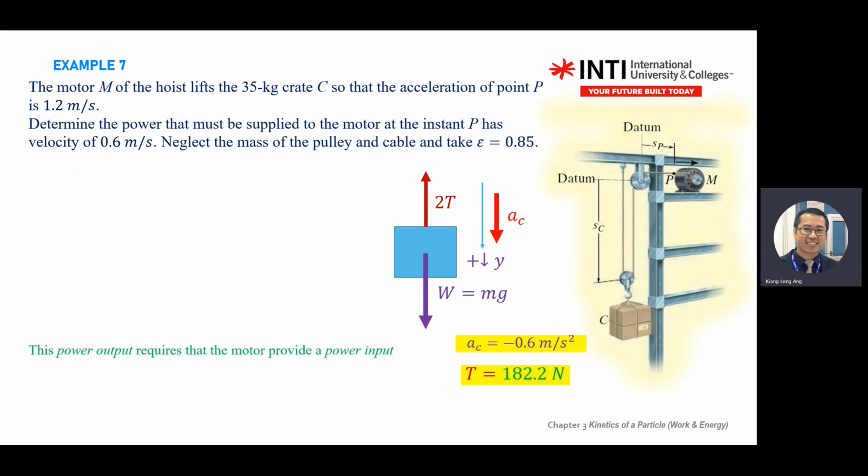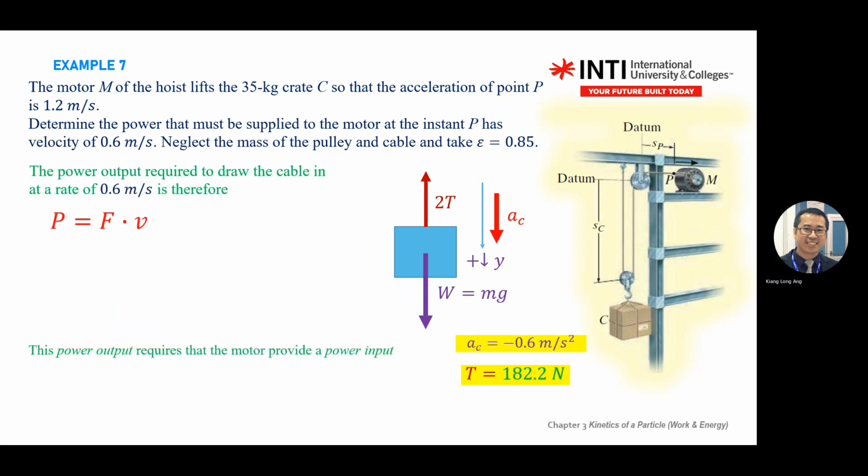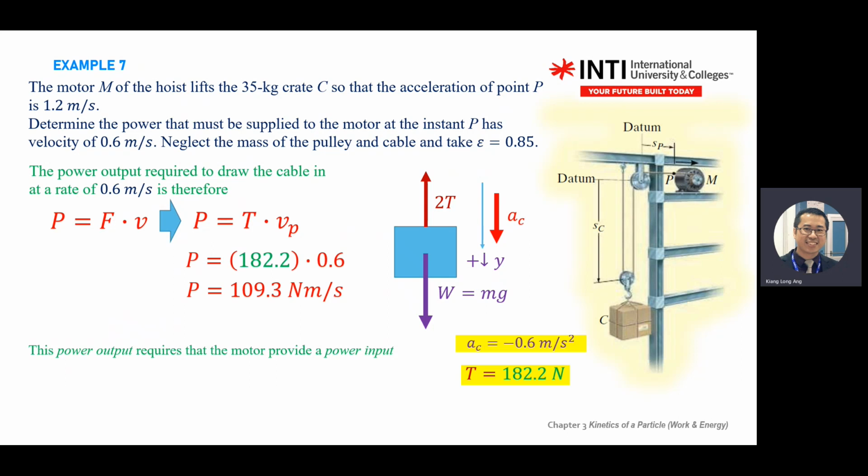Okay, so once you have a and T, go inside the power definition, power equals F multiplied by velocity. In this case, the force is the tension. You put it inside there, you get 109 watt. Okay, so 109 watt is what? Is this the energy input or output? Output. This is the power that you need to use to lift this one.